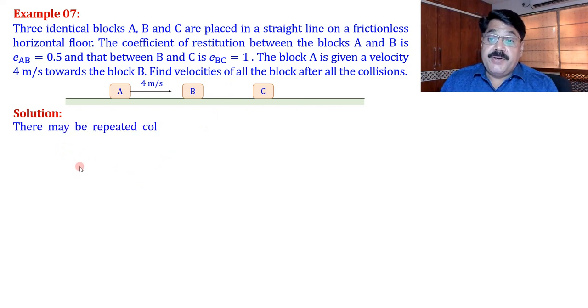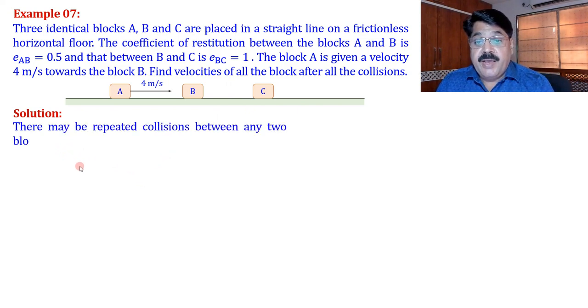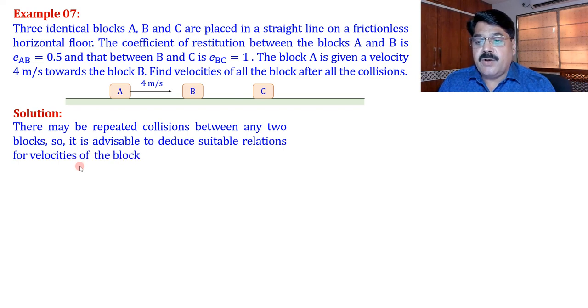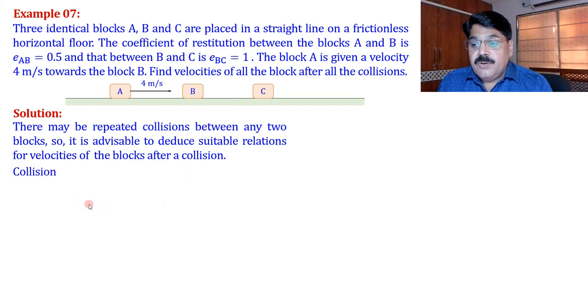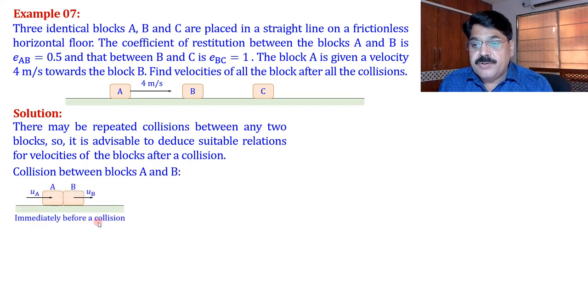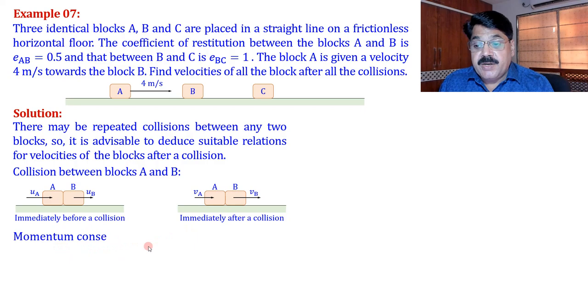There may be repeated collisions between any two blocks, so it is advisable to deduce a suitable relation for velocities of blocks after a collision. So we calculate a general relation for velocities after collision between A and B, and similarly after collision between B and C. Collision between blocks A and B. Immediately before collision, we assume some velocity of B in this direction, and after collision, V_A and V_B. So how do we proceed? Momentum conservation.